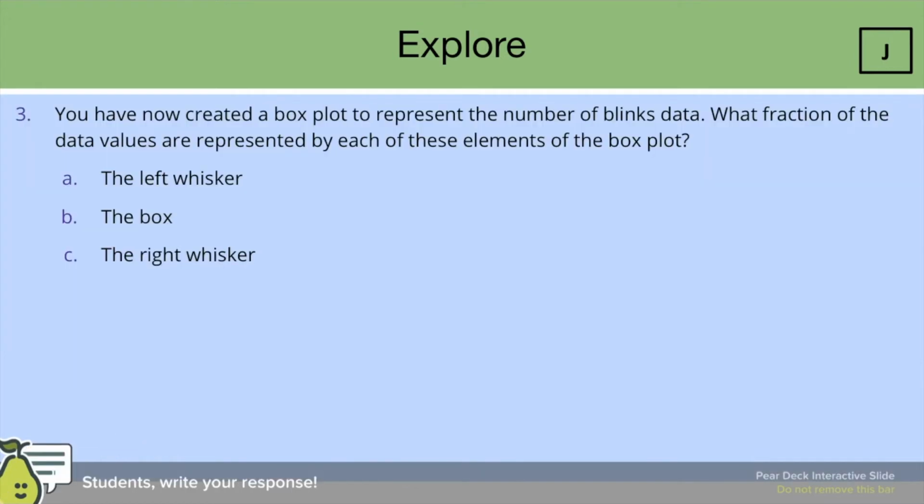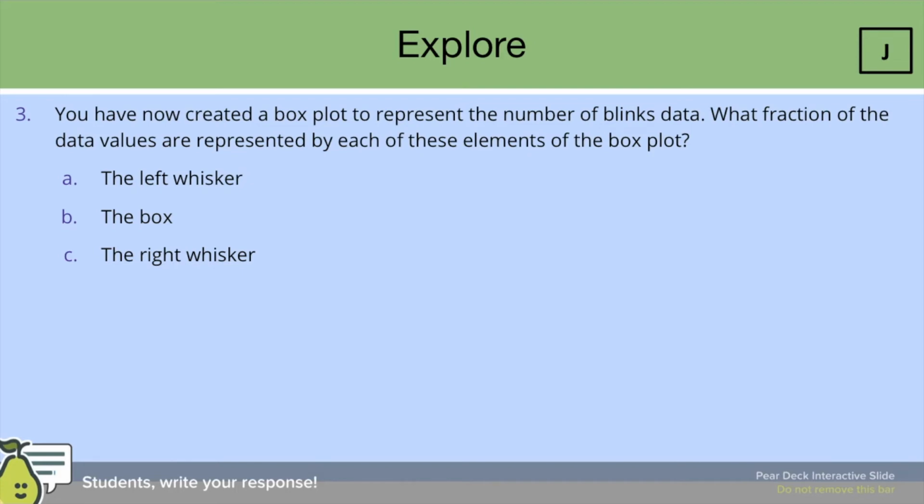For question 3, it states you have now created a box plot to represent the number of blinks data. What fraction of the data values are represented by each of these elements of the box plot? A, the left whisker. The answer is 1/4. The left whisker contains all the data values from the minimum to quartile 1. There are 5 points, which represents 1/4 of the data.